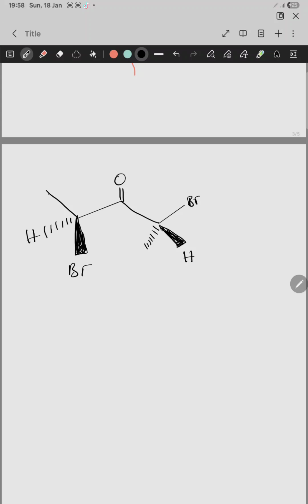you cannot just go direct and say it is a meso compound. First, look at the attachments. Number one, does this compound have two chiral centers? Yes, it does. This one is a chiral center, and this one also is a chiral center.